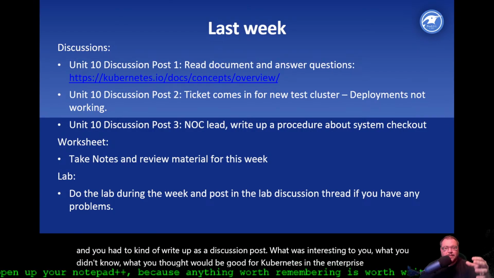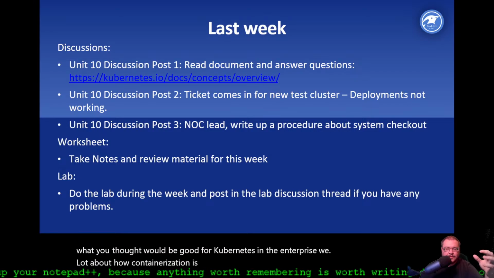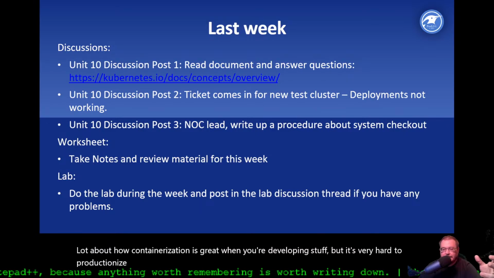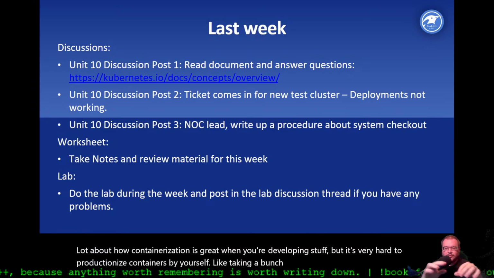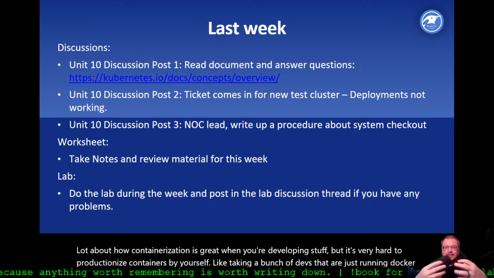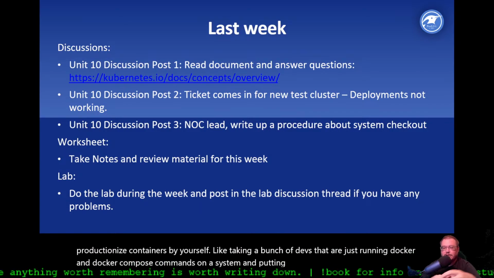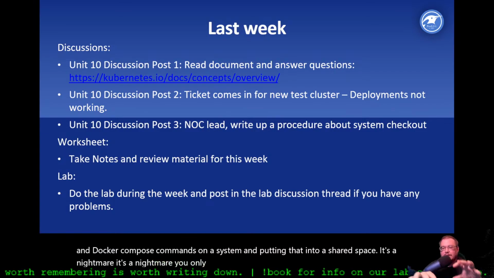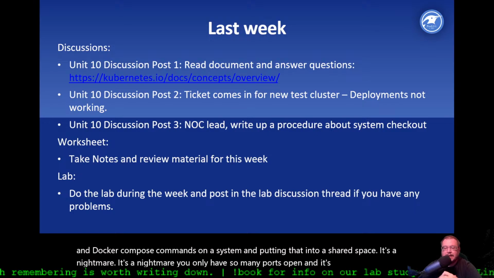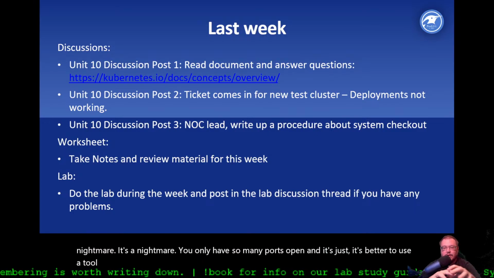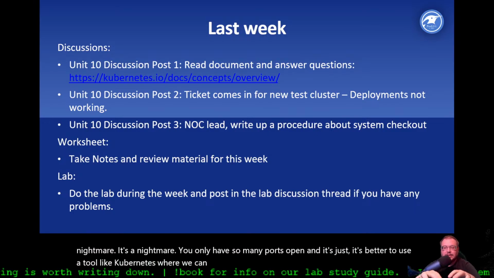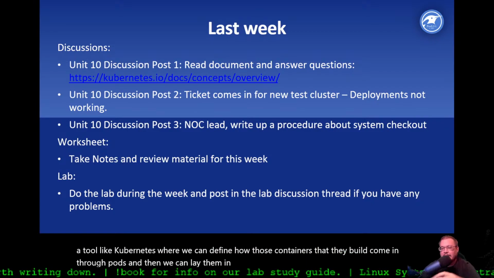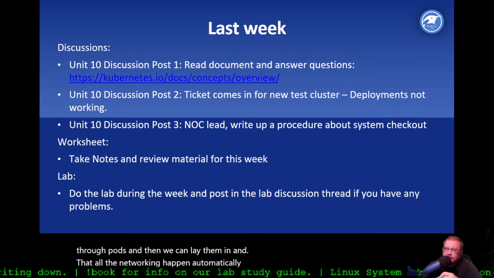We talked a lot about how containerization is great when you're developing, but it's very hard to productionalize containers by yourself. Taking a bunch of devs that are just running Docker and Docker Compose commands on a system and putting that into a shared space is a nightmare. You only have so many ports open, so it's better to use a tool like Kubernetes where we can define how the containers they build come in through pods, and let all the networking happen automatically. So we talked about that.